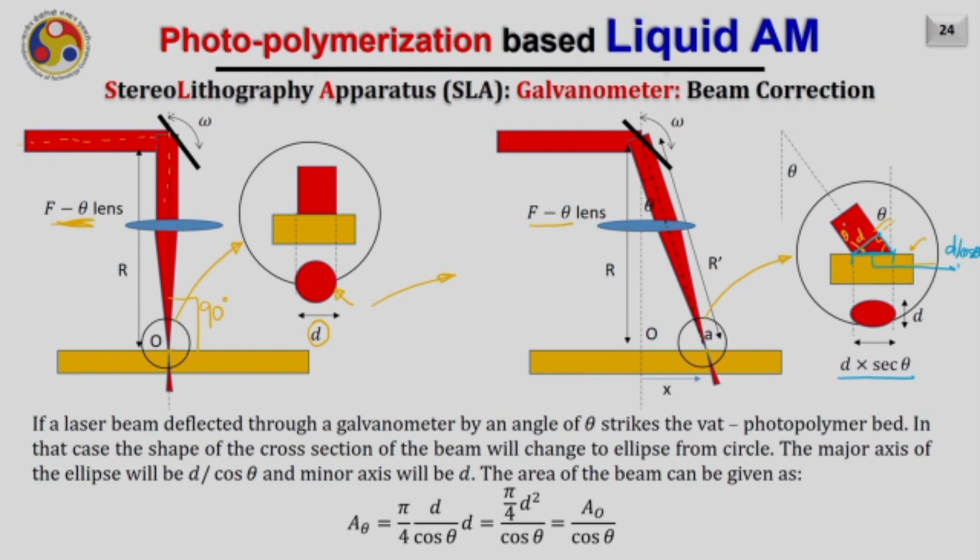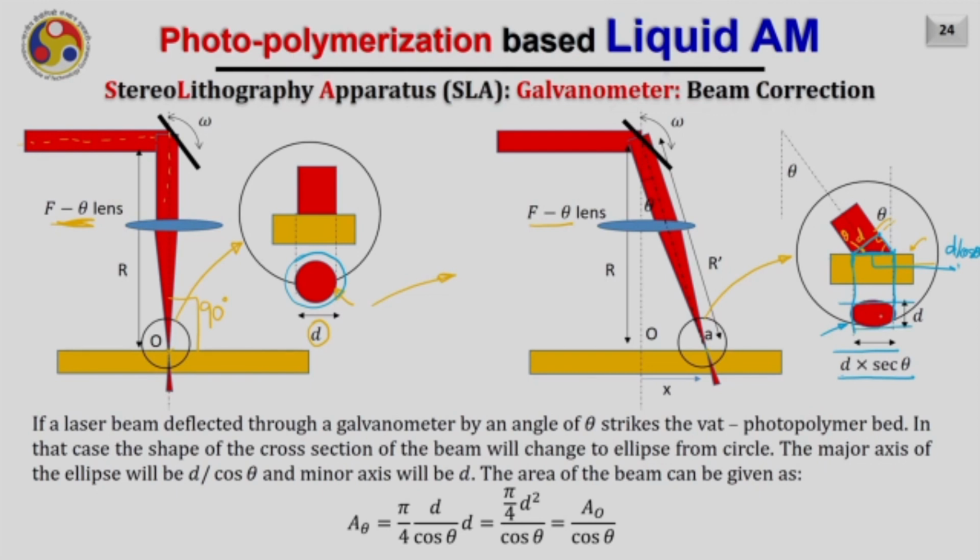So the projection of the laser beam, although having the focal point here, on a flat surface will be an ellipse now. It will no longer look like a circle as when the laser beam is falling vertically. The major axis of this projected beam spot will be d into sec theta, which is this distance from here to here, d by cos theta, and the minor axis will be the same, that is d.